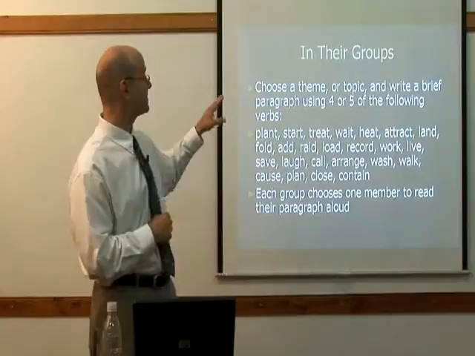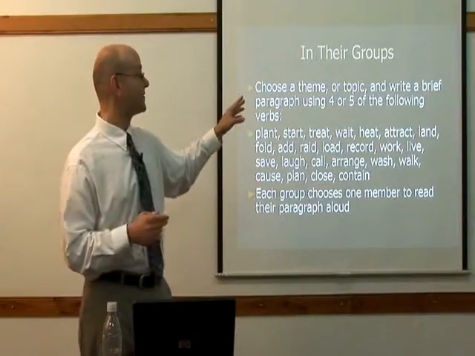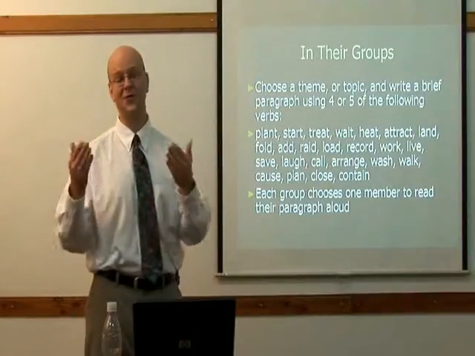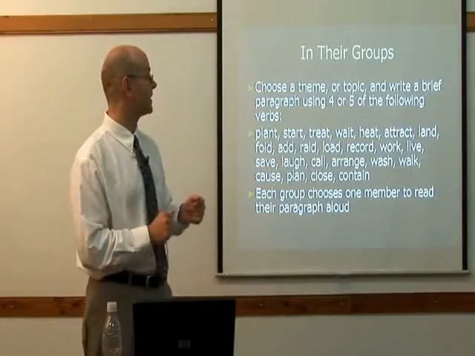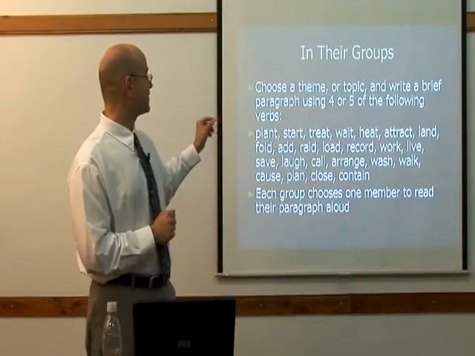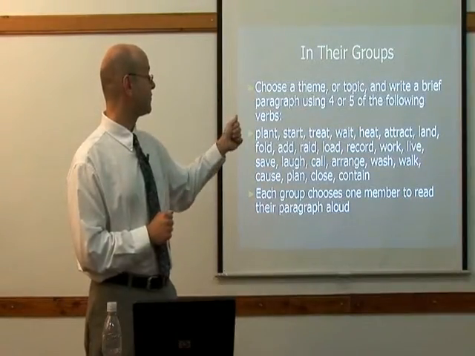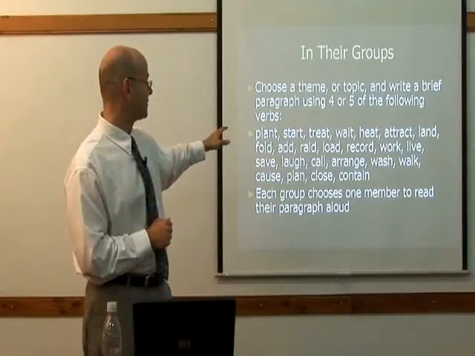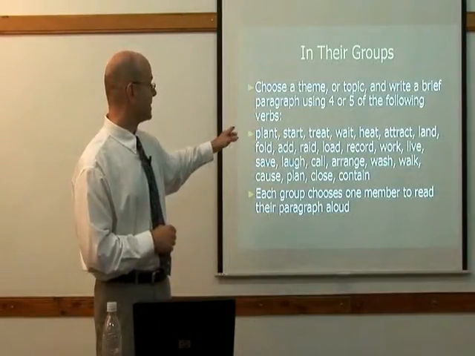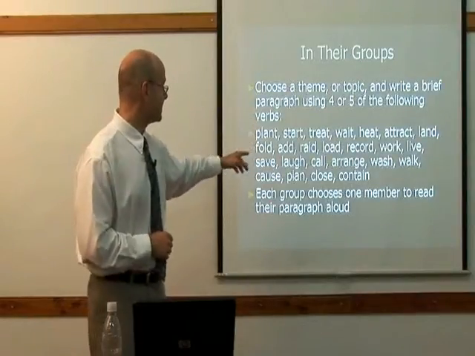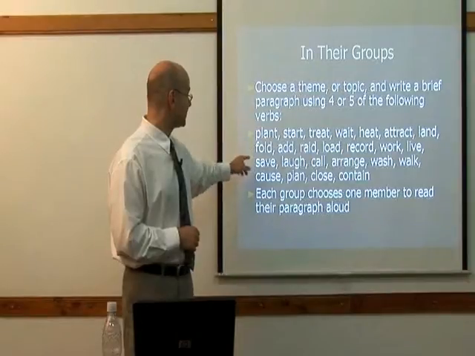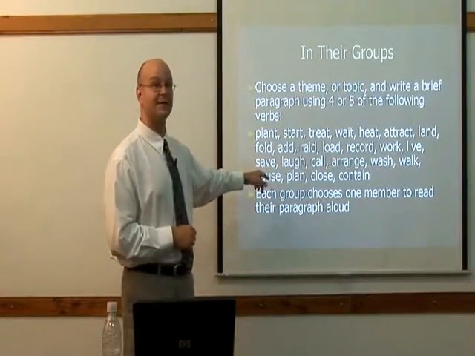So what I suggest here is in their groups, they can choose a theme or a topic, almost anything that they would like. If they're struggling, of course, you can give them a more specific topic yourself. And then they are to write a brief paragraph using 4 or 5 of the following verbs. I've listed a few verbs here that end in T, that end in D, and then others that do not. So with these you would add a syllable, and with many of these you do not add a syllable when adding the ed.